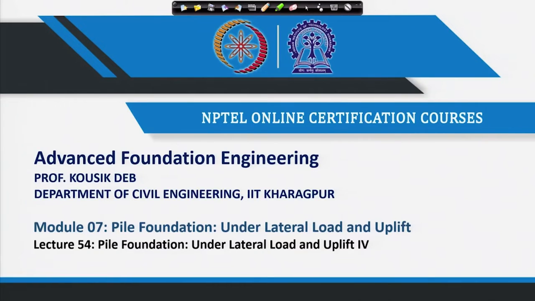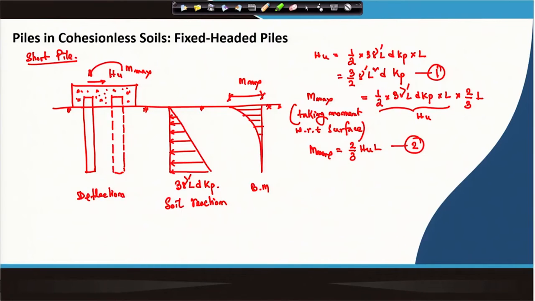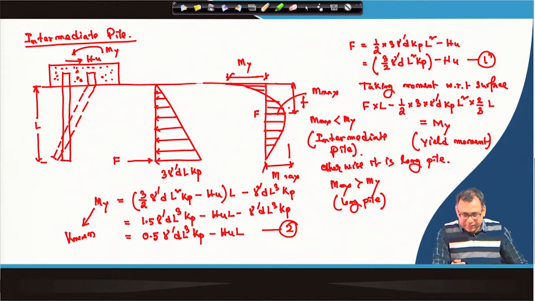So, last class I discussed how we can determine the Hu value for a fixed headed pile in cohesionless soil, and I discussed two cases, the short pile and the intermediate pile. And this is the short pile. These are the two equations by which we can determine the Hu and the maximum moment. In this case, maximum moment will be at the surface, and this is the condition by which we can determine the maximum lateral load capacity of the pile, and we can determine the Mx also, which will act at a depth of f.